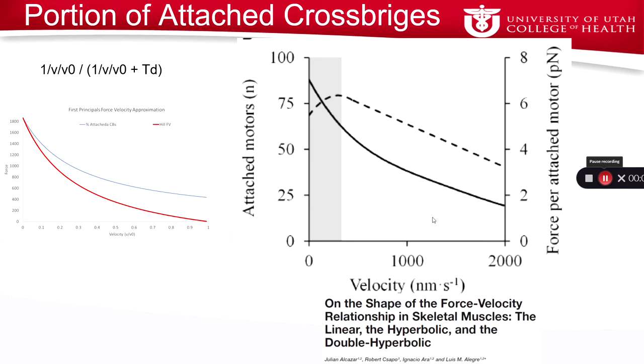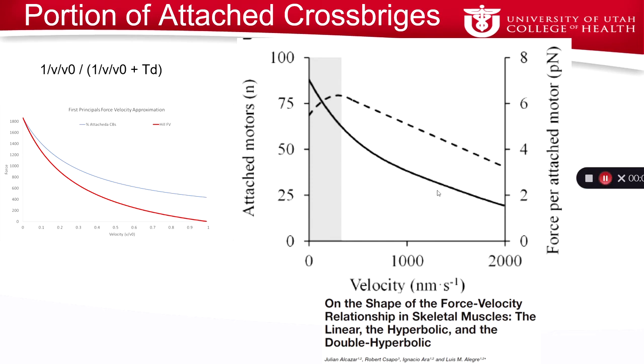So is that mathematical sleight of hand, or is it actually meaningful? Well, in this paper on the shape of the force-velocity relationship in skeletal muscles, the authors report that the number of attached cross bridges, shown here in the solid line, decreases, essentially hyperbolically, with increasing muscle shortening velocity. So it looks very much like the curve that we just derived with a couple of assumptions about attachment and detachment time.